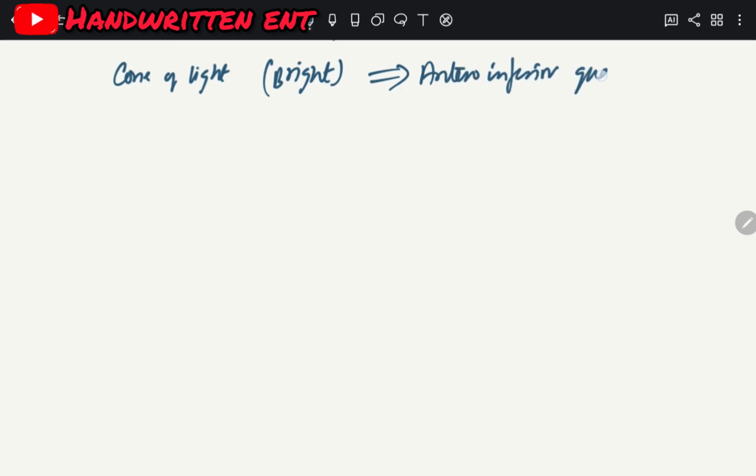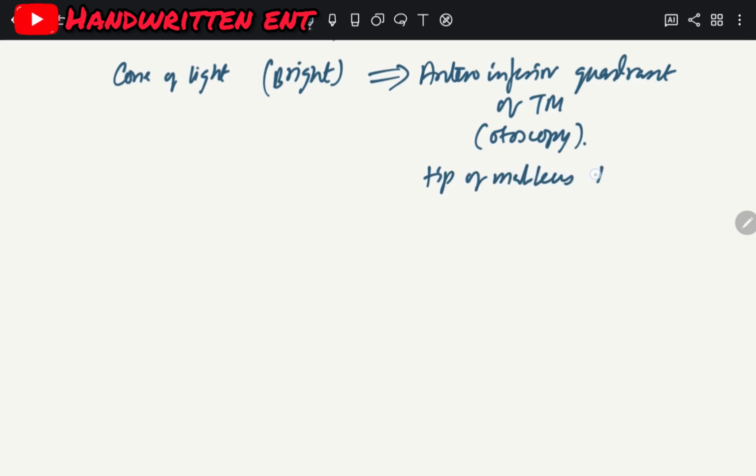Next is cone of light. It is a bright light which is seen in the antero-inferior quadrant of tympanic membrane during otoscopy. And this bright light radiates from the tip of malleus to the periphery.